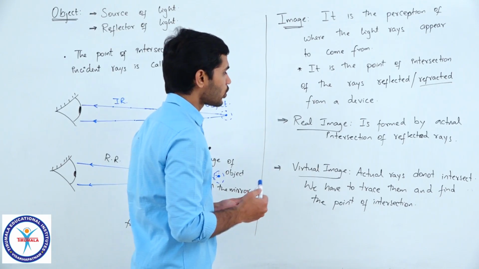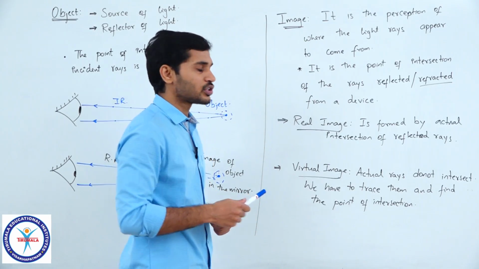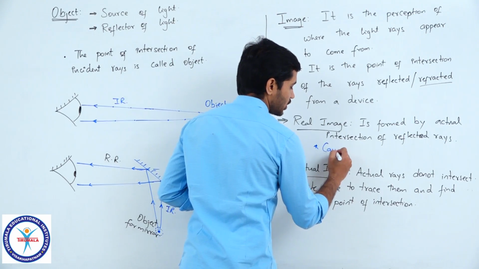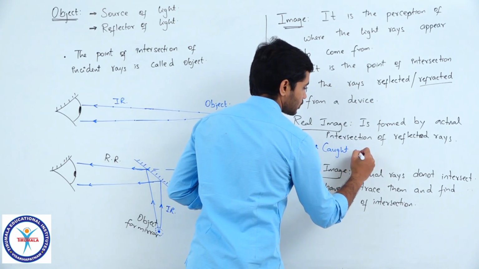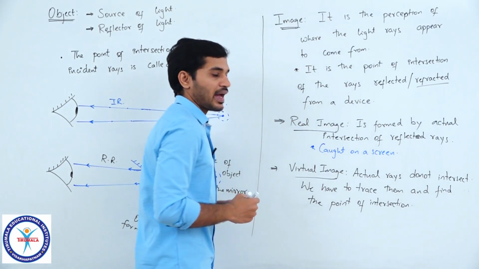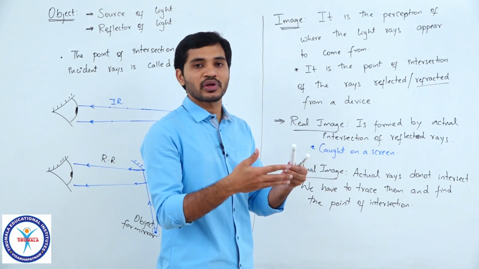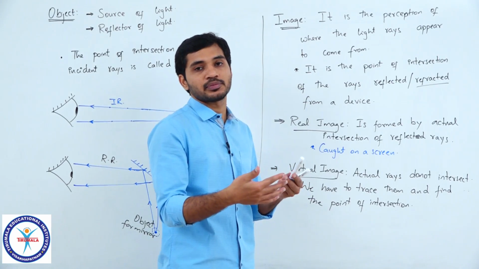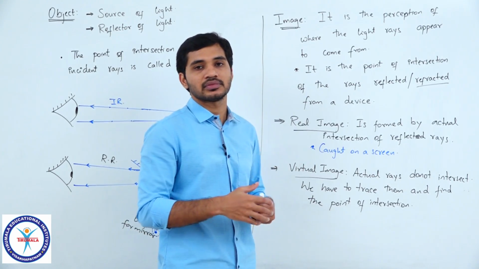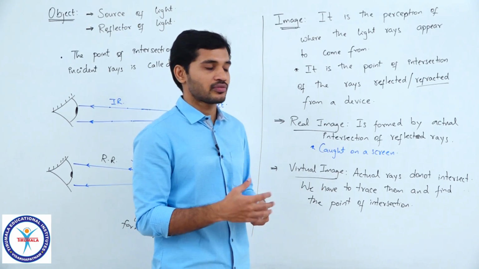We can also write one more point about this real image and virtual image. We can say that a real image can be caught on a screen, and the reason is that actual light rays are intersecting to form a real image. If a screen is placed over there, the two light rays fall onto that screen and create some light over there, which can be seen once again.